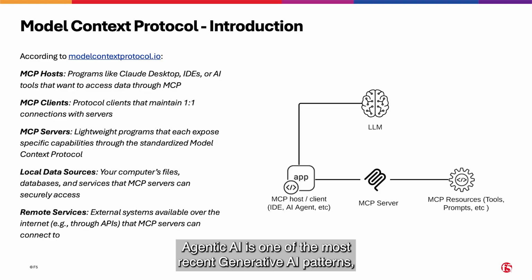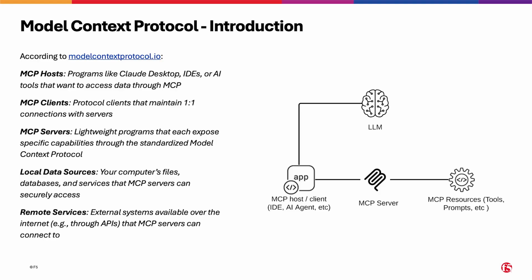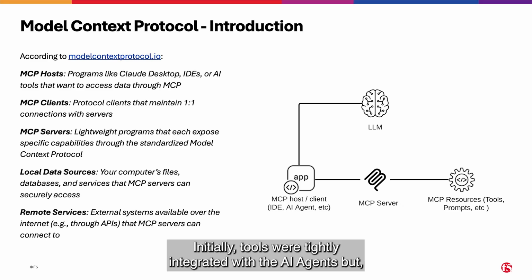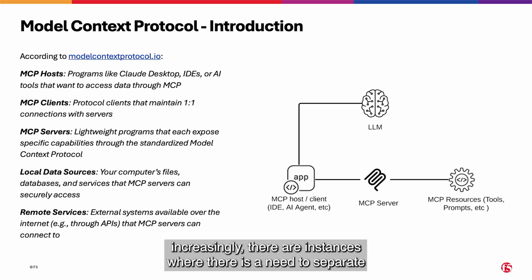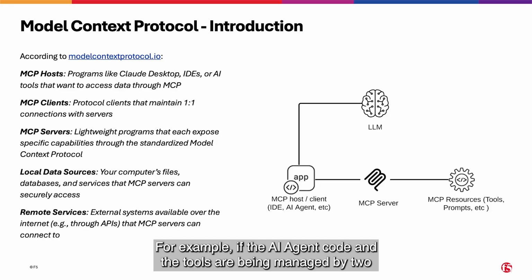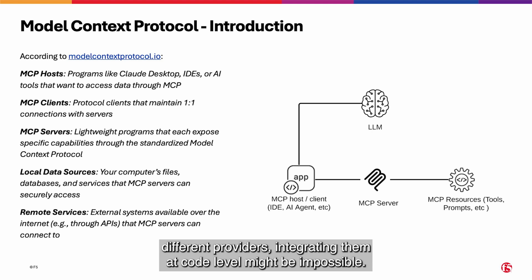Agentic AI is one of the most recent generative AI patterns, where tools are being used to enhance the LLM's capabilities. Initially, tools were tightly integrated with the AI agents, but increasingly there are instances where there is a need to separate the tools from the agent's code. For example, if the AI agent code and the tools are being managed by two different providers, integrating them at code level might be impossible.